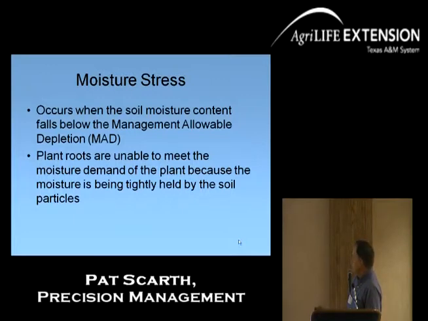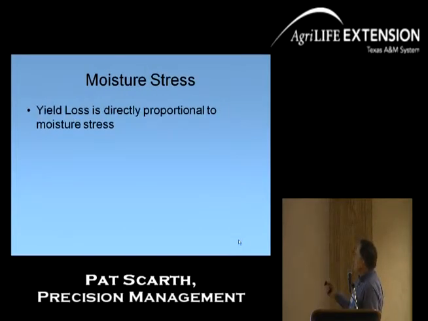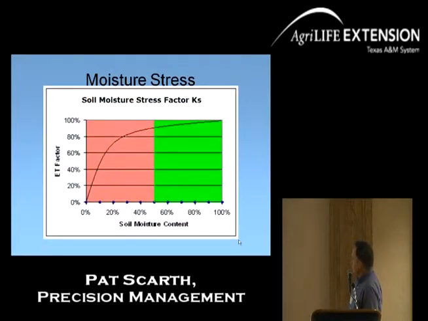We'll talk a little bit about the soil moisture stress. Yield loss is directly proportional to moisture stress. And there's a yield reducing factor that we can use to calculate the yield loss each day, depending on the amount of ET deficit, the amount of water that the crop was unable to pull out of the soil because it was stressed.